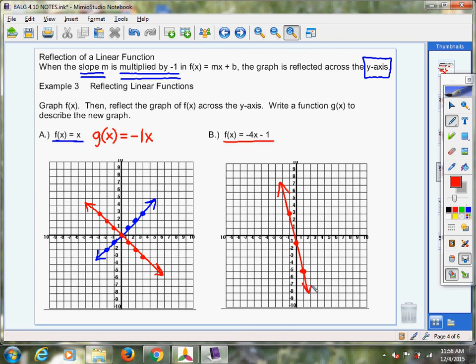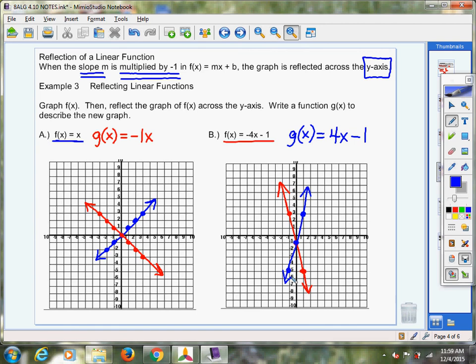Okay, let me switch colors, and if I want to reflect it across the y-axis, then I'm going to multiply my slope, -4. I'm going to multiply -4 times -1, make it +4. Still going to keep the -1. That's not getting multiplied by -1, my y-intercept. The y-intercept doesn't change. It's just the slope. So now I'm going to go up 4 over 1, or down 4, left 1. And see, it makes that cool X there. They crisscross right at the y-intercept. That's how you do reflections.